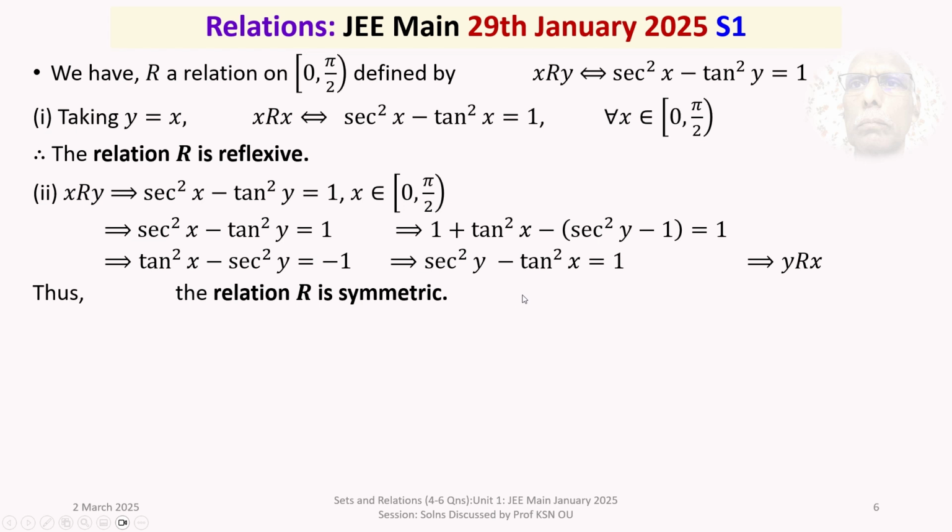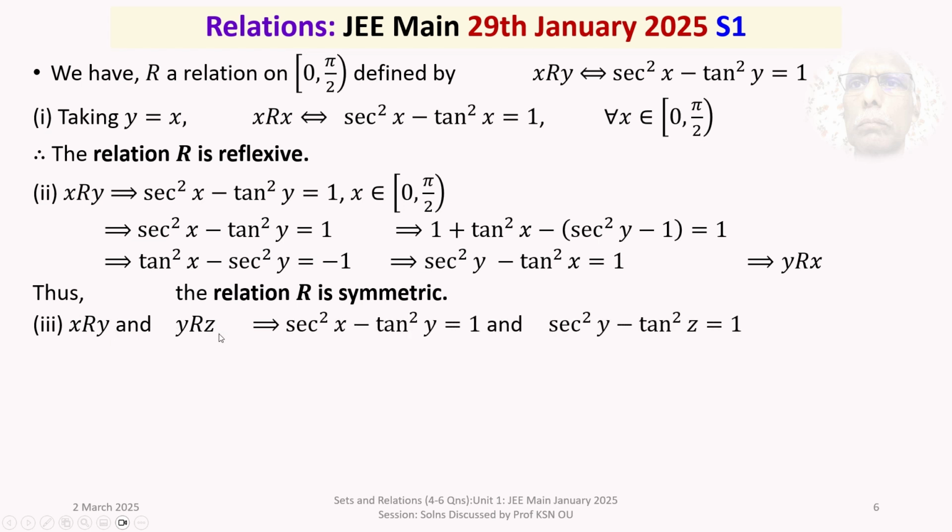Right. We go to the third property, the transitivity. X related to y and y related to z. If we can prove x related to z, then it is transitive. So x related to y means secant square x minus tan square y is equal to 1. Y related to z means secant square y minus tan square z is equal to 1. Right. So we will add these two things.